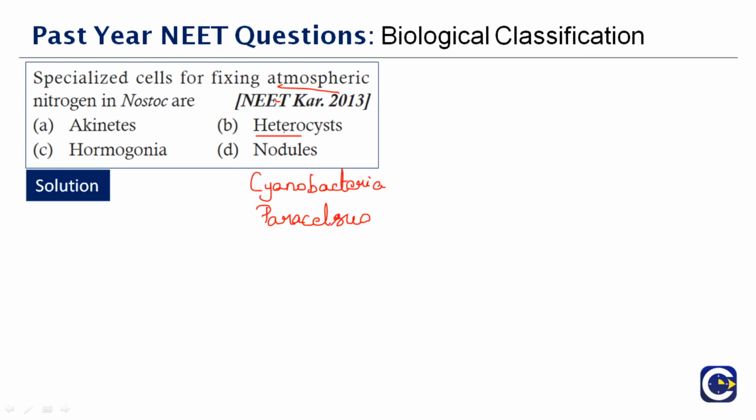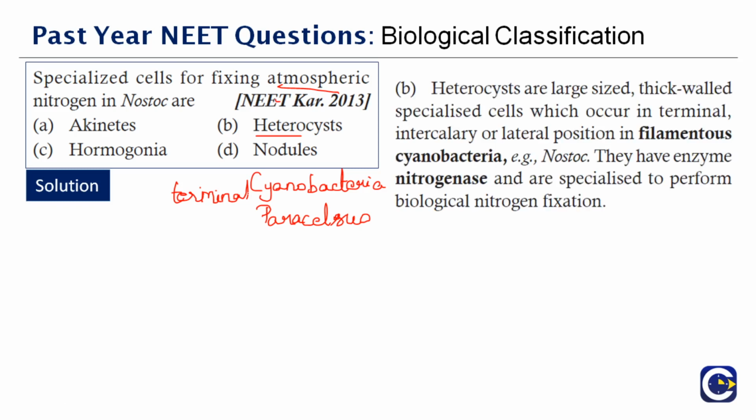Heterocysts are large-sized, thick-walled specialized cells which occur either in the terminal position or laterally. It can be anywhere; when it comes to position, whether lateral or terminal, it depends upon the bacteria. They have an enzyme, nitrogenase, and are specialized to perform biological nitrogen fixation. Therefore, the correct answer to this question is option B, heterocyst.